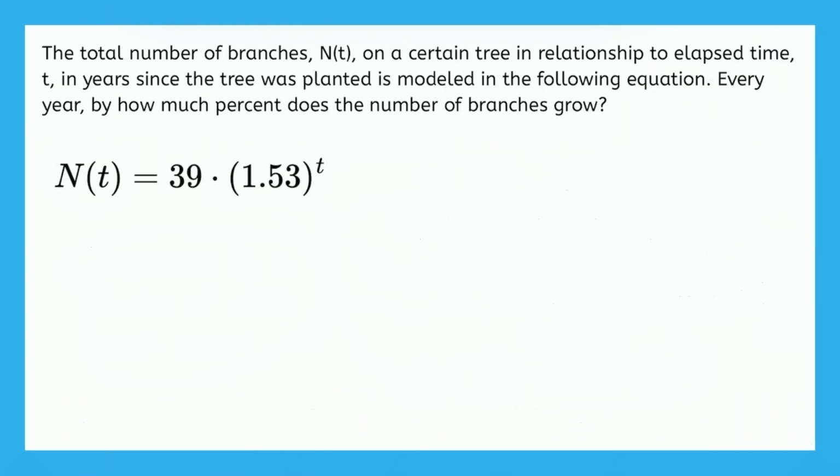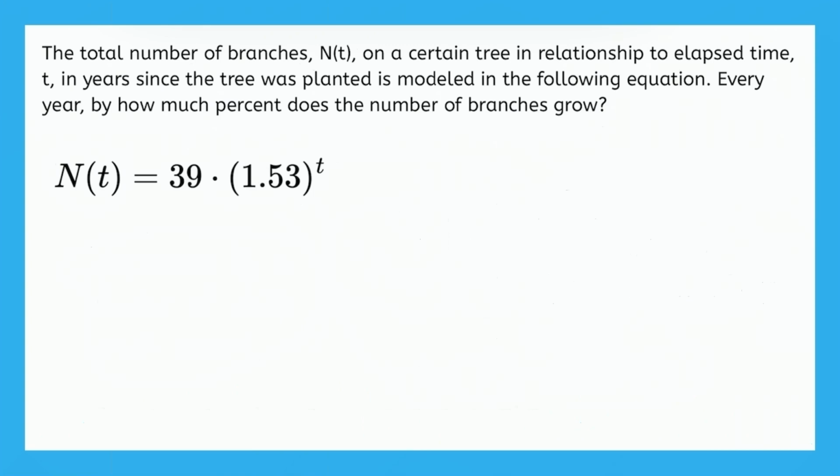Okay, the total number of branches n of t, so n is a function of t, on a certain tree in relationship to elapsed time, t in years, so this time we have years instead of seconds, since the tree was planted, is modeled in the following equation. Every year, by how much percent does the number of branches grow?